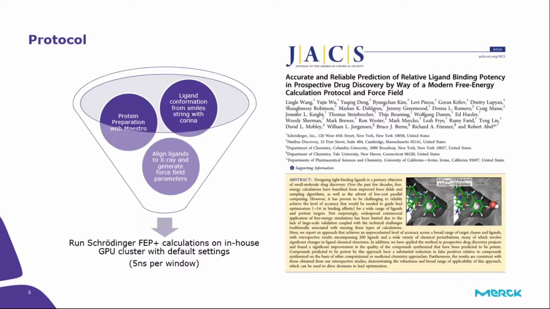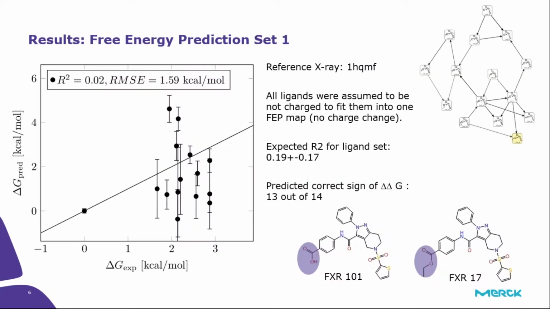so, real-life drug design. So what I did was I took the proteins and selected those crystal structures that contained ligands from the 2 free energy prediction sets. I generated the ligand conformations from SMILES, aligned them to the reference X-ray, and if necessary generated additional force field parameters. Then I used the Schrödinger FEP Plus calculations as is, and ran those calculations on a GPU cluster with default settings. That means that in the free energy perturbation protocol, every window was run for 5 nanoseconds.